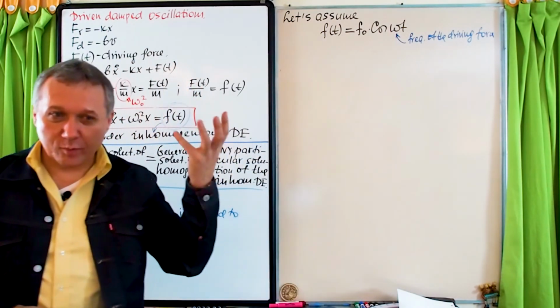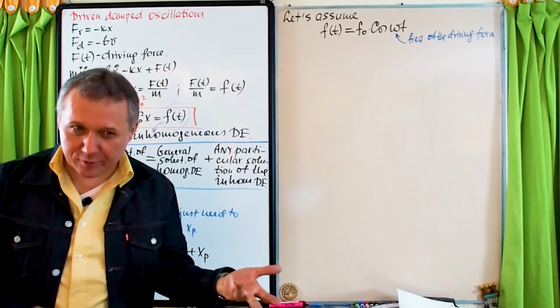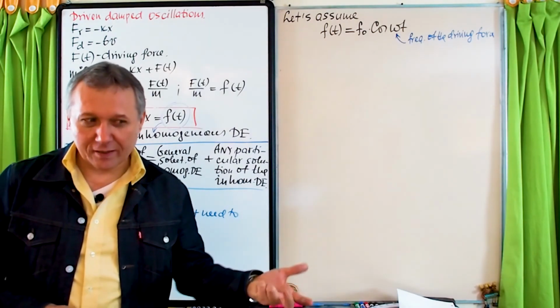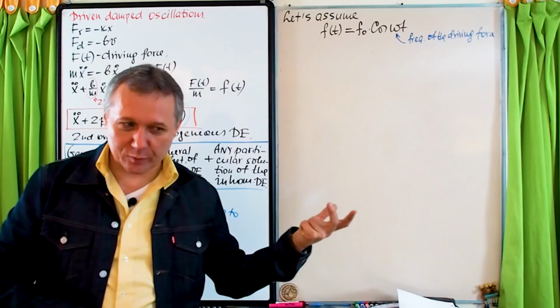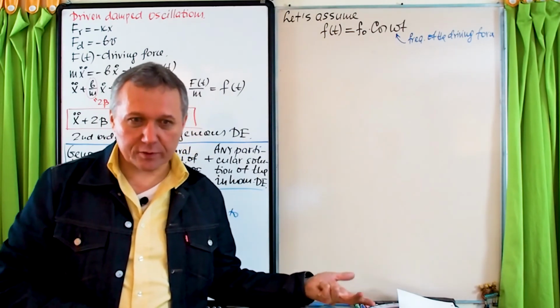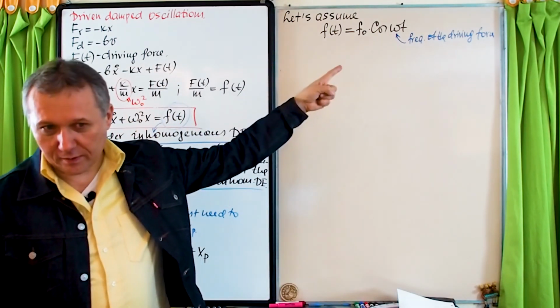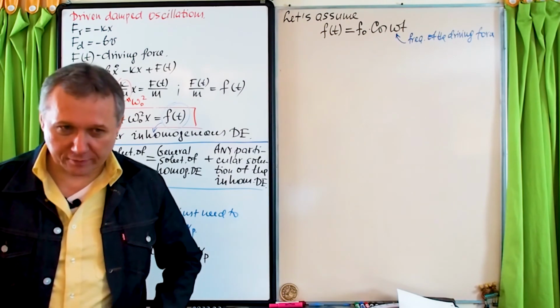Okay, so now we have omega naught, the natural frequency of the system. Omega 1 is the frequency of the system which is exposed to some damping force. And this is the frequency of the driving force.